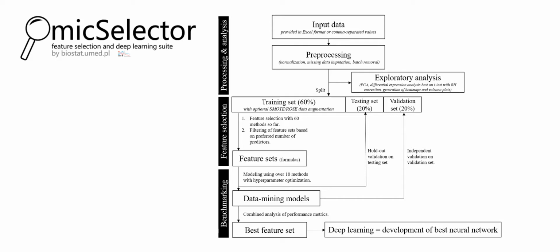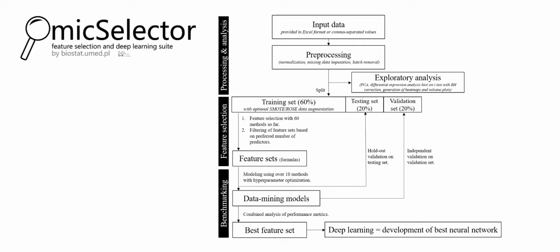So after providing the data into the pipeline, we can do some pre-processing, including missing data imputation and batch removal using Combat. The pipeline can also be used for easy exploratory analysis. We can perform principal component analysis and differential expression analysis based on t-test. We can generate heat maps and volcano plots. And the main purpose of the application is to generate the overfitting-resilient set. We achieve this goal by splitting the data set randomly, or you can provide a split into training, testing, and validation sets.